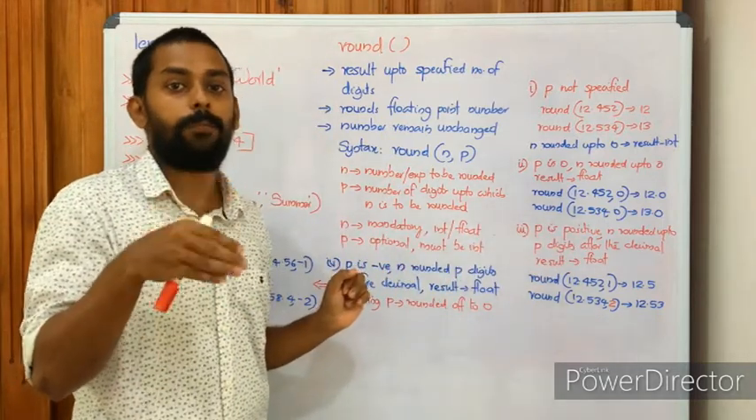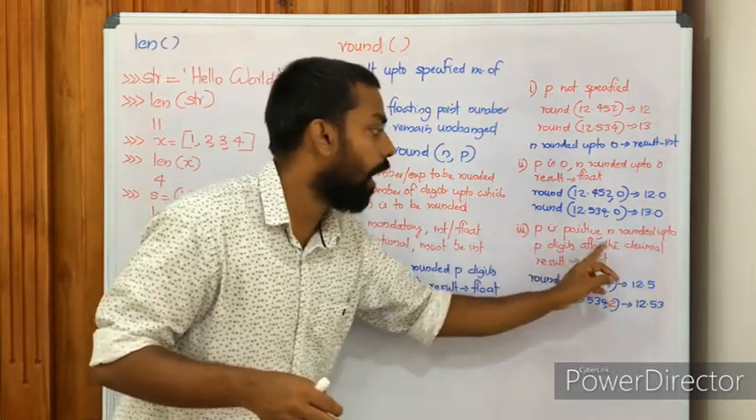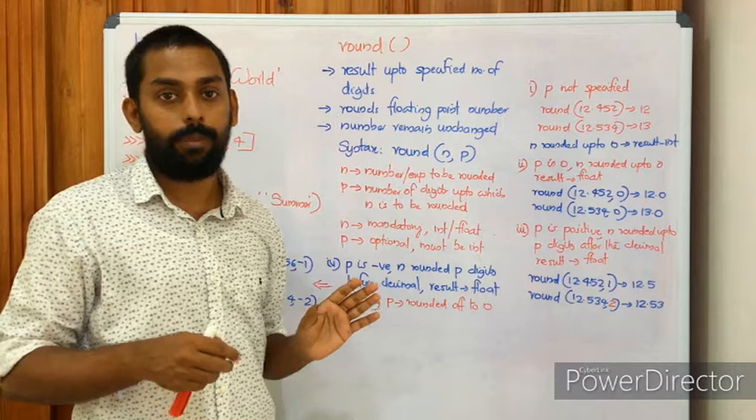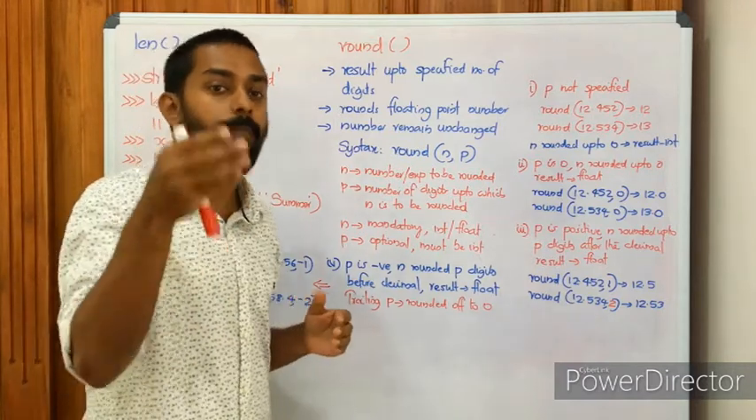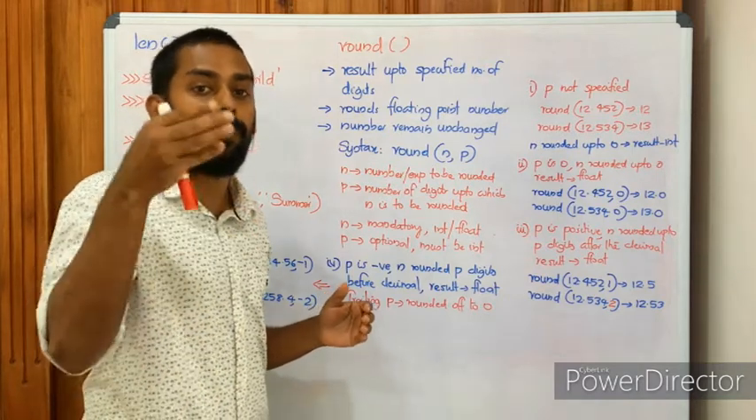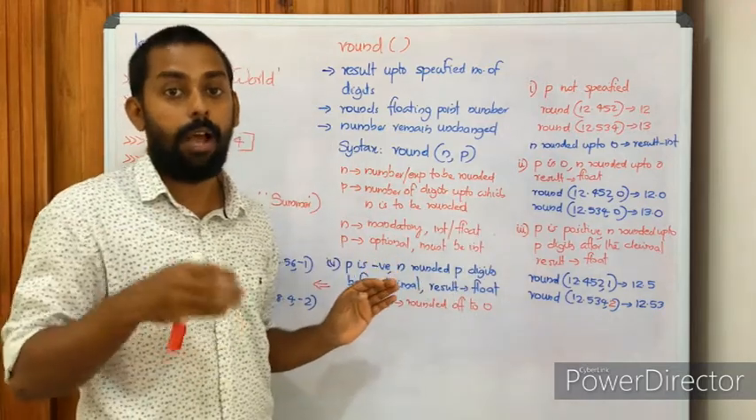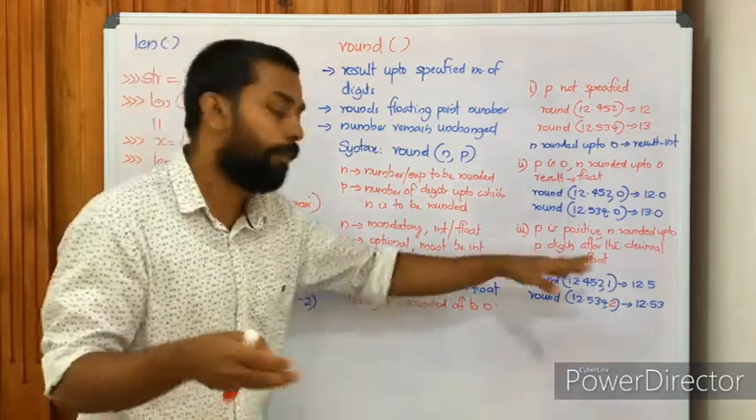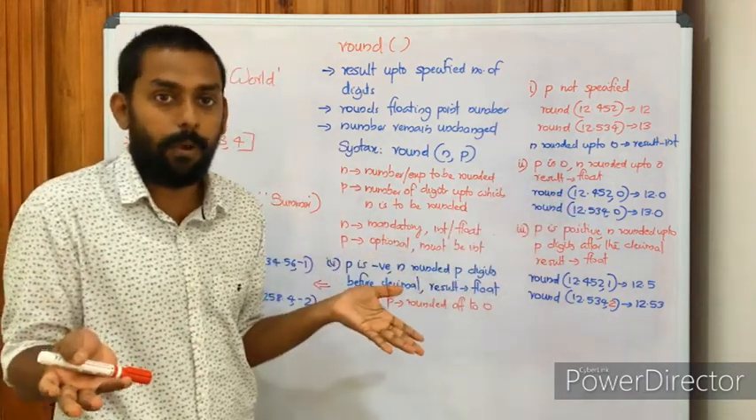When the value of p is positive, n is rounded up to p digits after the decimal point. If the value of p is positive, n will be rounded to p digits after the decimal point, and it will be a floating point. The result for positive and negative p is, of course, a floating point.